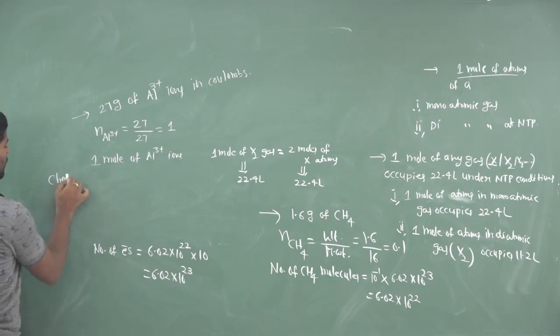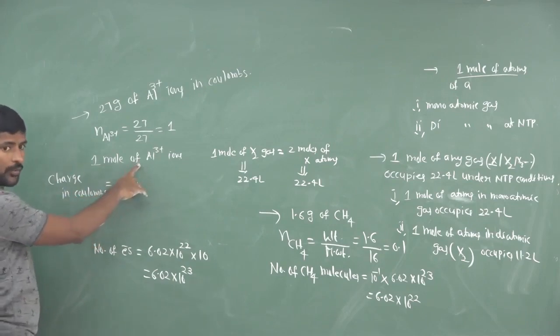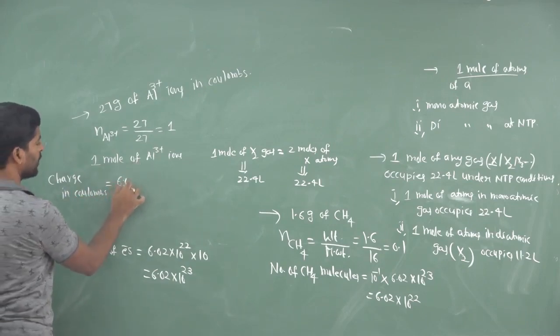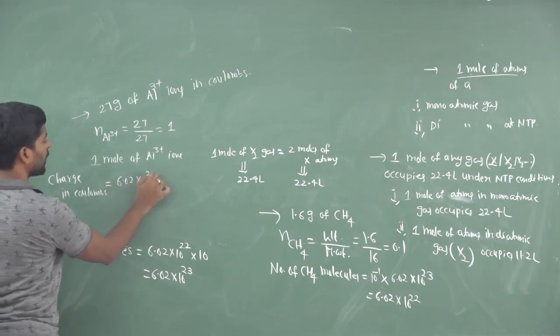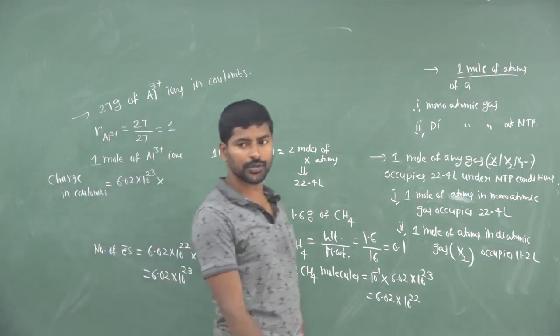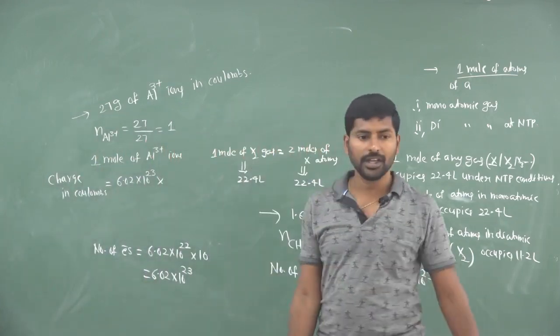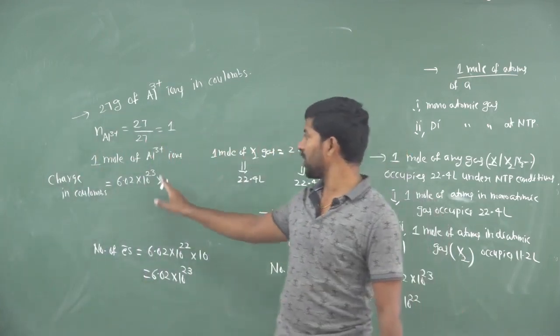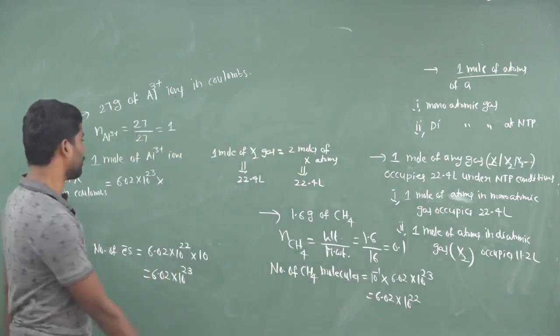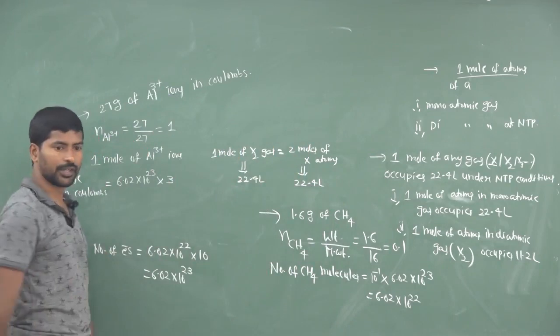Now we want to calculate what? Charge in coulombs. Okay, 1 mole of Al3+ ions means how many Al3+ ions? 6.023 into 10 power 23 aluminum ions we have. On each aluminum ion, how many units of positive charge are present? 3 units of positive charge are present, so into 3.